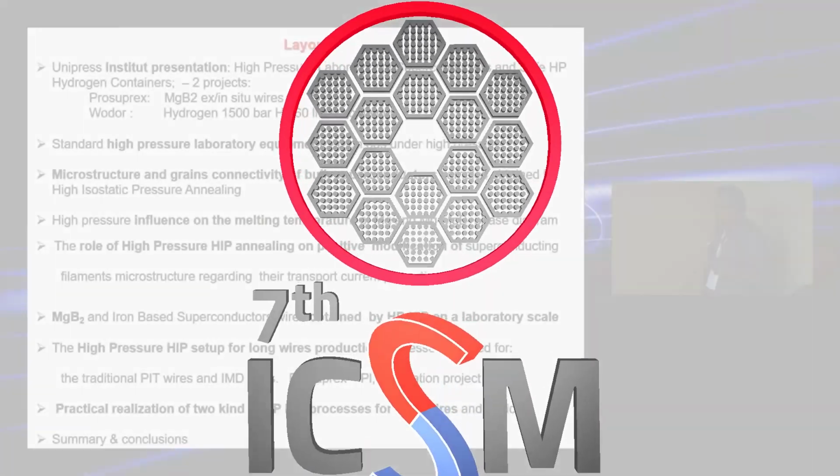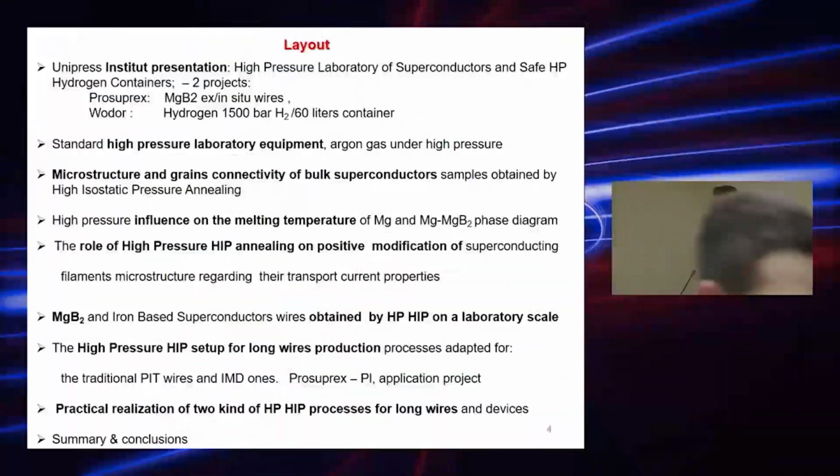Just briefly, I would like to tell about the two projects we have now. One is the MgB2 in situ wires made by high pressure. Another one, which is not for today, is the hydrogen container for 1,500 bars of hydrogen.